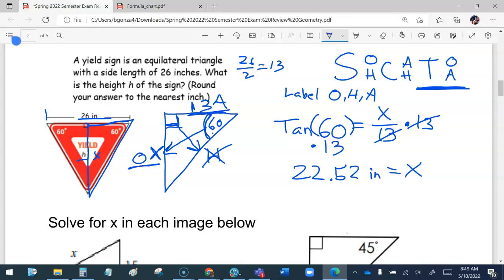I labeled OHA starting at the given angle 60, crossed out the missing one, H. OA is tan, so it's trig angle equals O over A. Because it's tan, plug in what I know, get my answer.